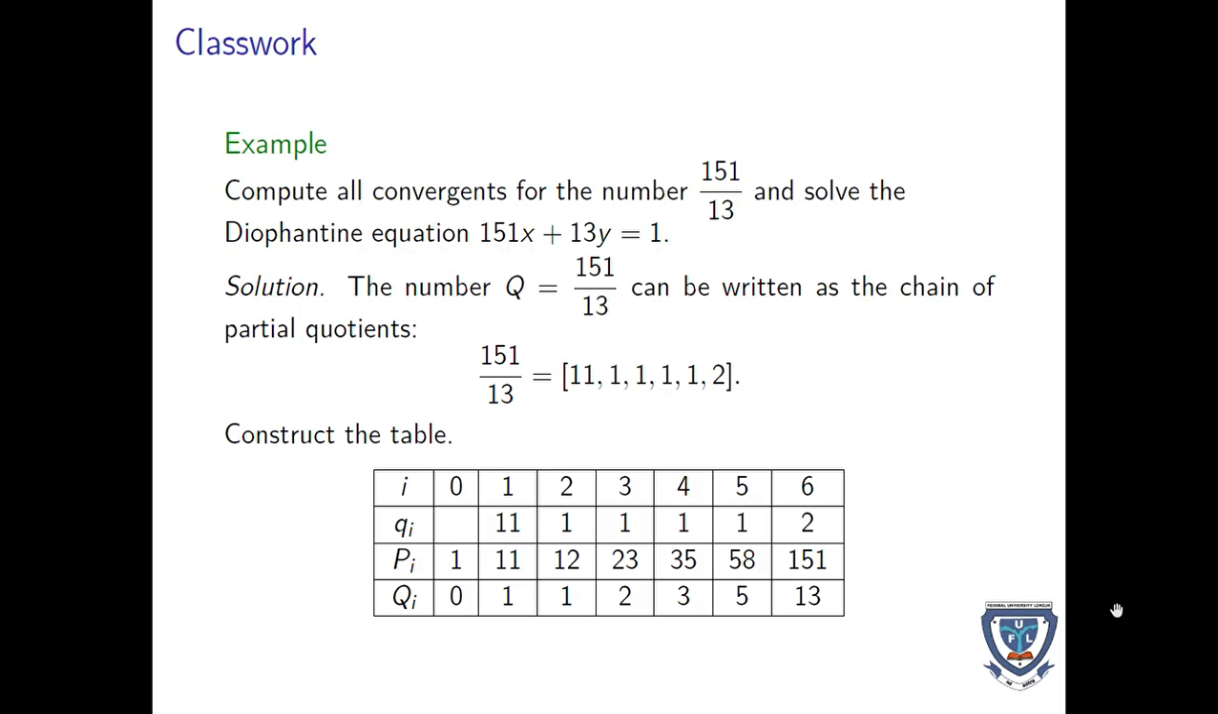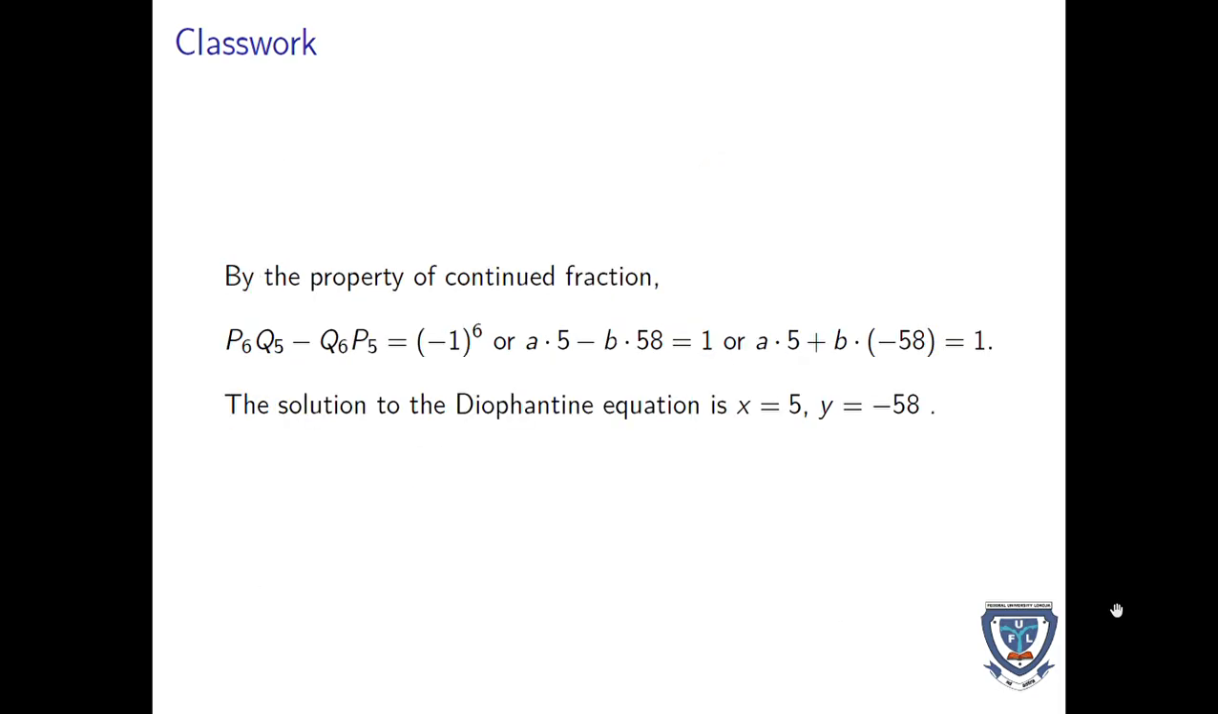Now we'll construct the table of values for this particular problem. We'll have our i from 0 to 6. We have our small q_i: 11, 1, 1, 1, 1, 2. We have our p_i and Q_i, just like the way we computed for the previous example. That's how we populated it. Now, by the property of continued fractions, that proposition is going to help us. When you apply that properly, you're going to have that the solution to the Diophantine equation will be x equal to 5 and y equal to minus 58.